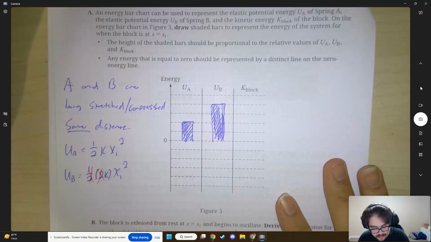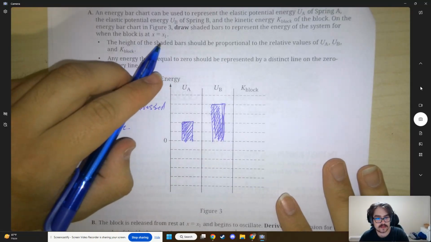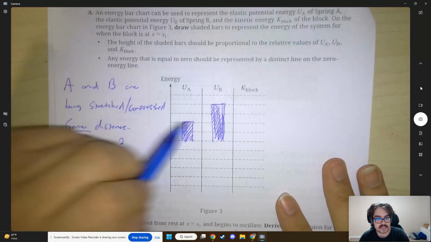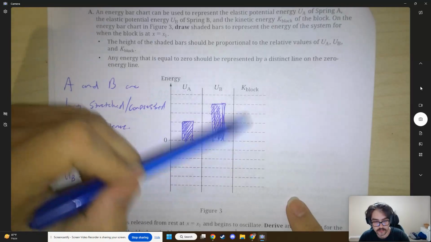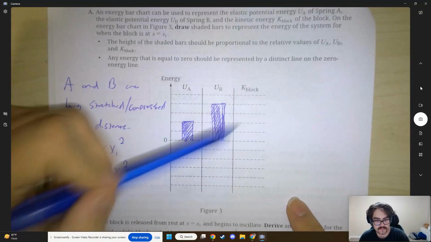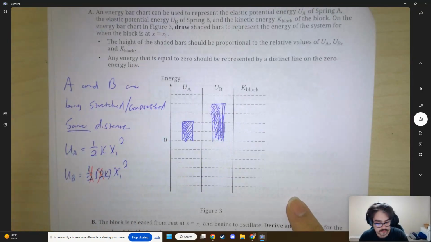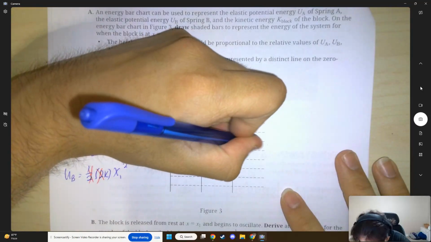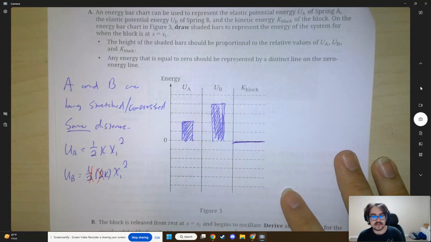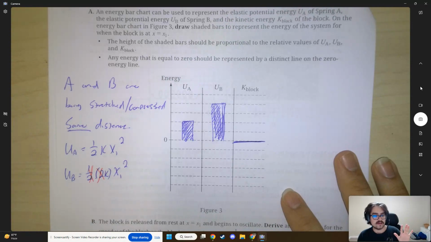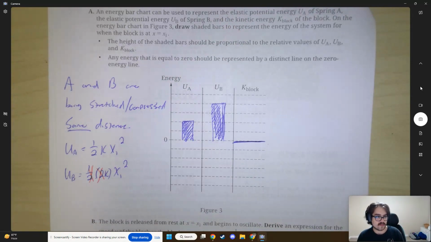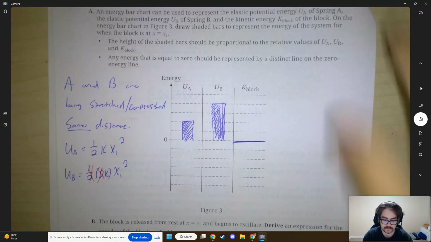This is at x equals x sub 1. X sub 1 is not the equilibrium, sorry, it is the amplitude. And at the amplitude, all your energy should be potential. It shouldn't have any kinetic energy to start out, so this should be a clear 0. It says to indicate that with a distinct line on the 0 energy line. So, no energy there. It should never go negative. You only ever really see negative energy in potential energy functions because they're weird.